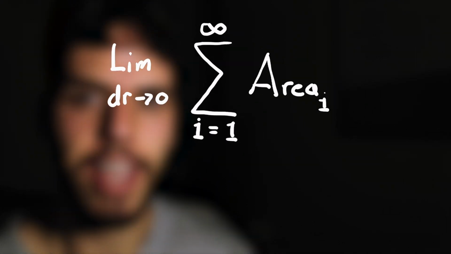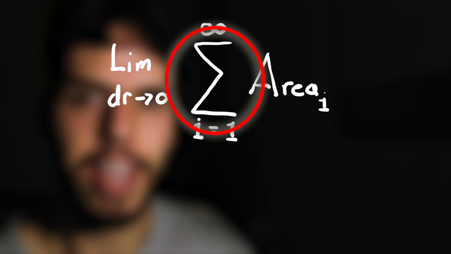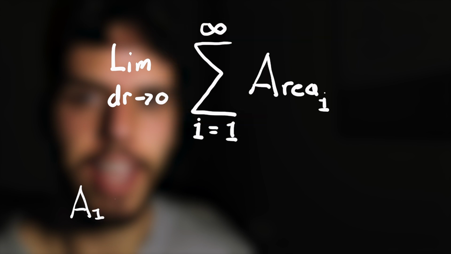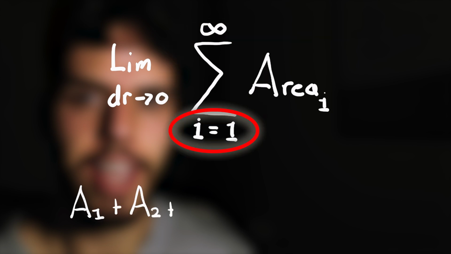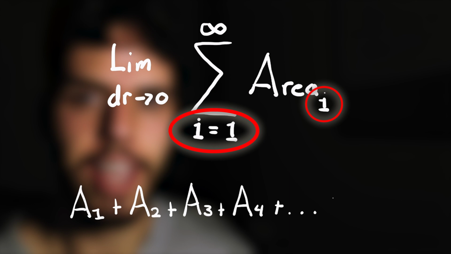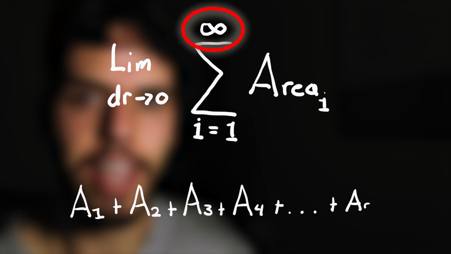Alright, pause. You see this giant sideways M? This is a summation. This is saying I want you to add every area of your segments one by one. And see the part at the bottom? It's saying let's index every area by the letter i, starting at i equals 1 for your smallest area. And then the part at the top, the infinity sign, is your endpoint, saying that your index i will go all the way up to infinity.